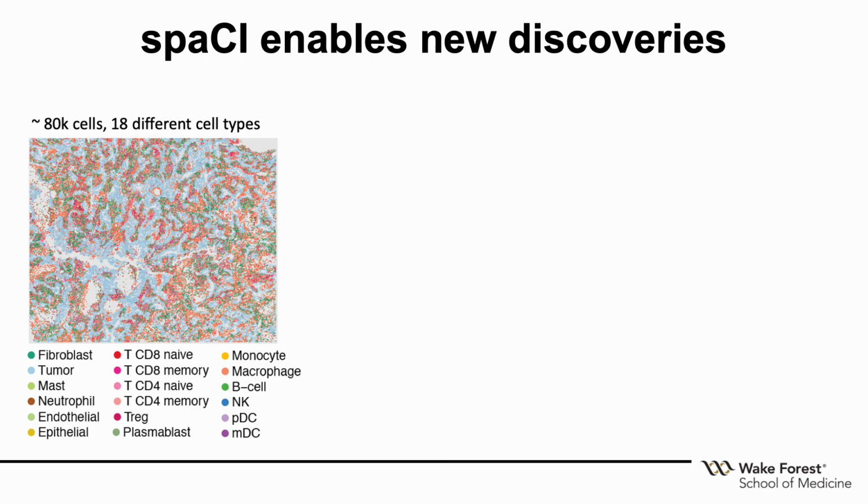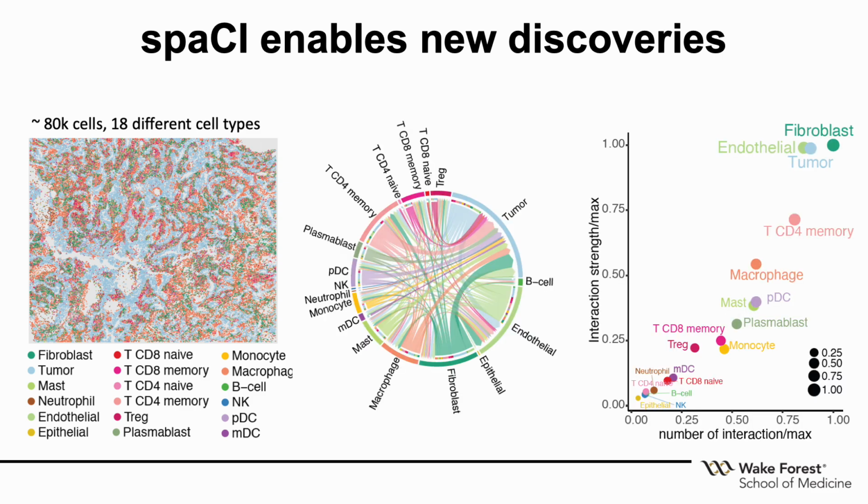And then we applied SPARCE to the NanoString dataset profiled from a lung cancer patient with a total of 80 cells and 18 different cell types. On this tissue slice, each dot represents a cell, and each color represents a type of cell. The cell-cell communications identified by SPARCE among the different cell types are shown in this chord diagram, and the color width between the two cell types indicates their interaction strengths.